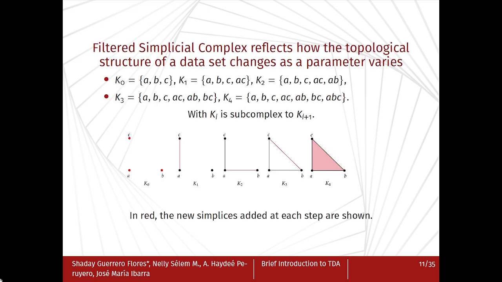Another definition: a filtered simplicial complex is a collection of simplicial complexes that we can think of as how the simplicial complex evolves. For example, we start with K sub 0, only 3 vertices, A, B, C, and in K sub 4, we have 3 vertices, 3 edges, and 1 triangle. This collection of simplicial complexes is a filtered simplicial complex.